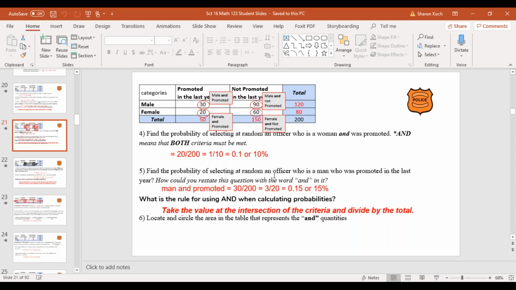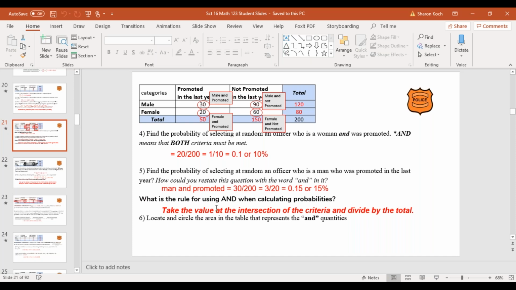Okay, can we find an officer who is a man who was promoted? Okay, here we go. A male would be 30 and promoted in the last year. Okay, so that's 30 out of the 200, or 15% of the men were promoted. Okay, so "and" were promoted.